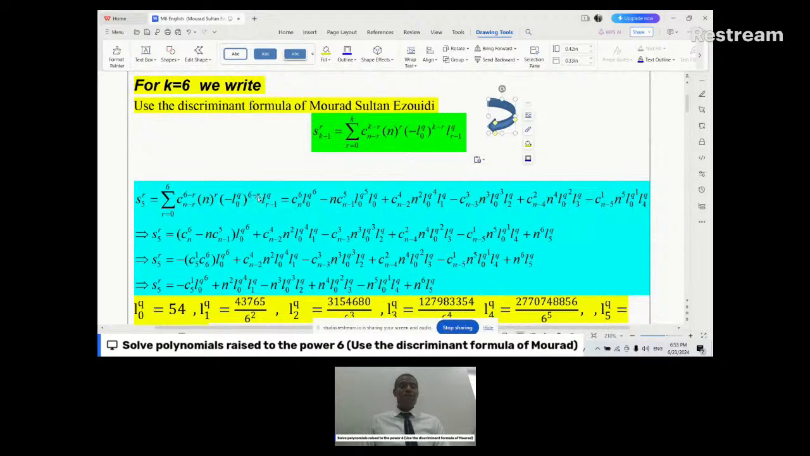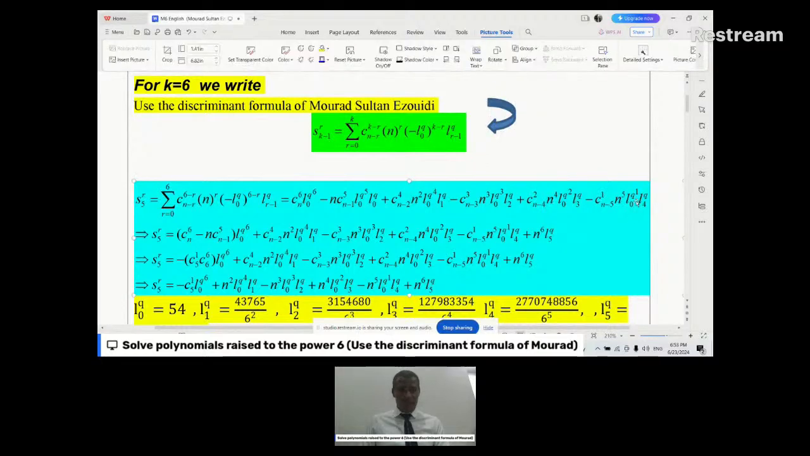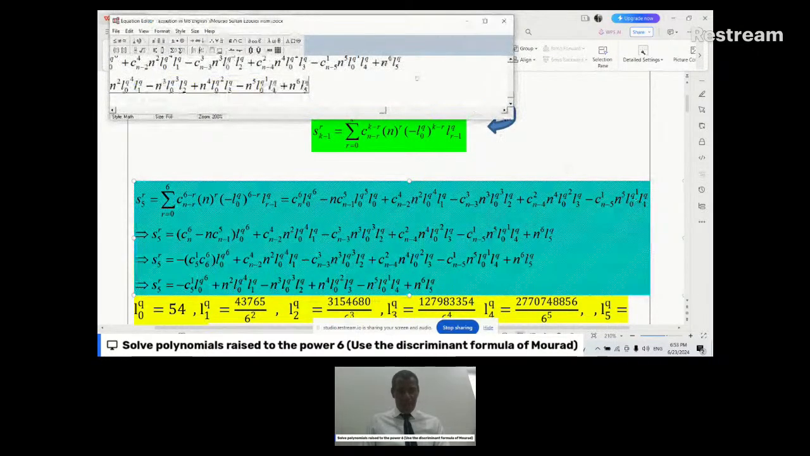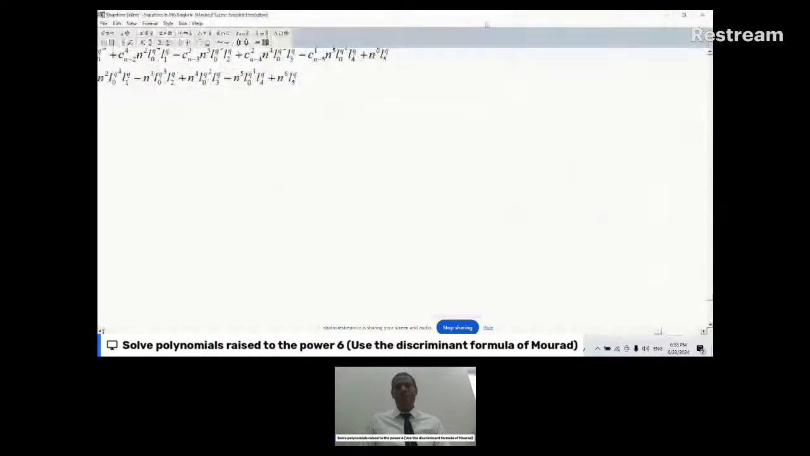6 minus 5 is 1. Minus L0 for the q raised to the power 1. That's why here we wrote the negative sign in front of the combination n minus 5 choose 1 times n raised to the power 5, L0 for the q raised to the power 1 times L4. And there is here plus the last term, is it? Plus here, learners, you can see this one, plus what? Plus n raised to the power 6 times L0 for the 5.